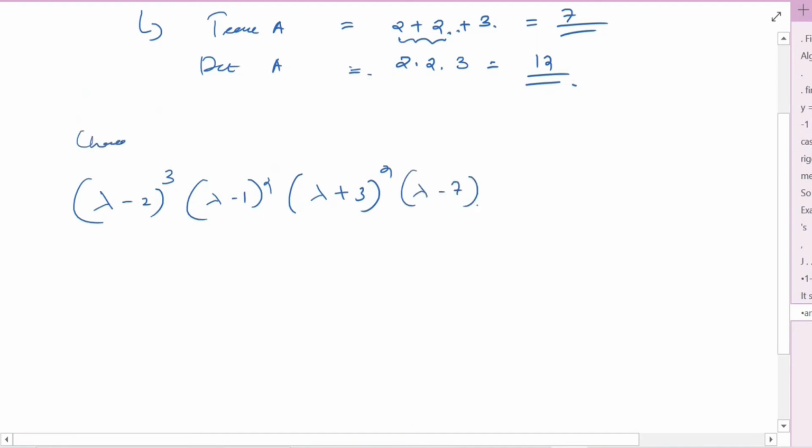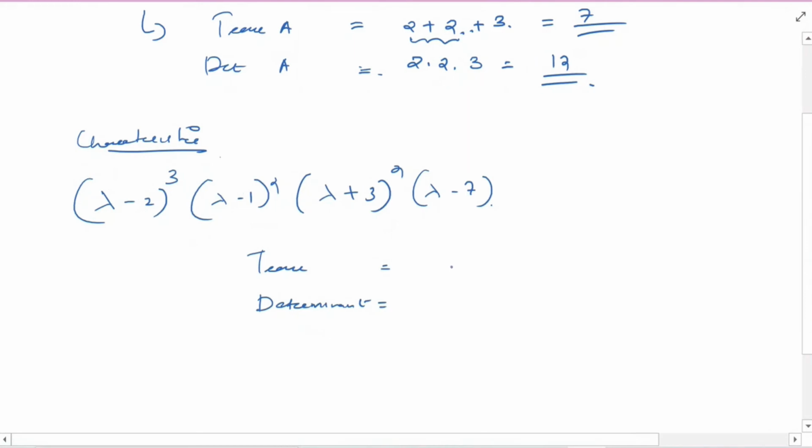Suppose that the characteristic polynomial is this. What is the trace of the matrix and the determinant? What will be the trace? Can you say the trace of the matrix? The sum of eigenvalues. What are the eigenvalues? If the characteristic polynomial is given, we will know the eigenvalues. The eigenvalues are 2, 1, minus 3 and 7. So we have to add these to find the trace.